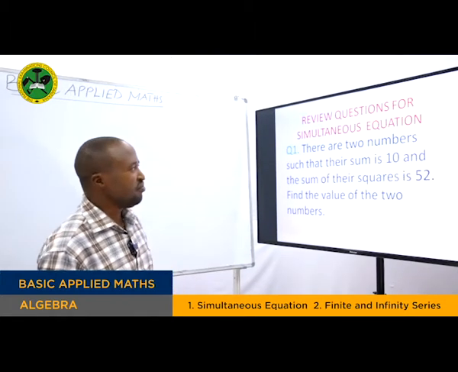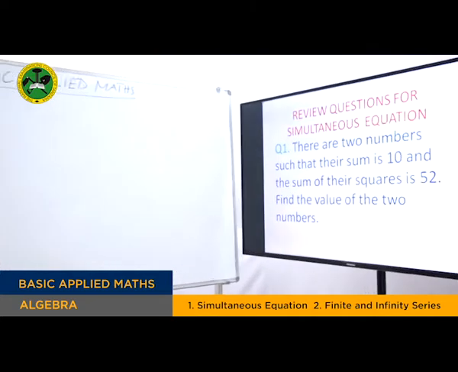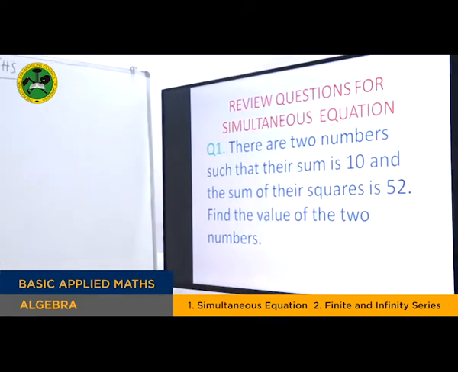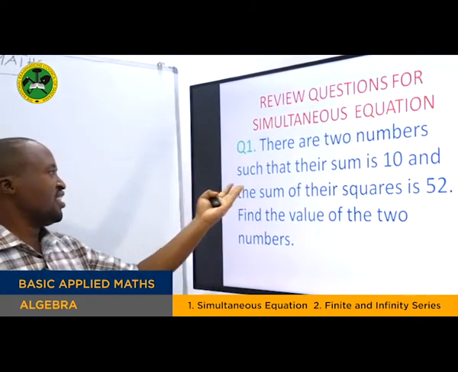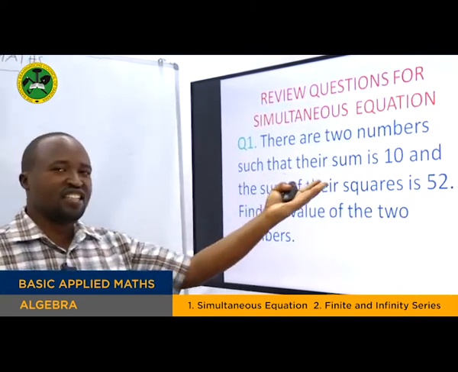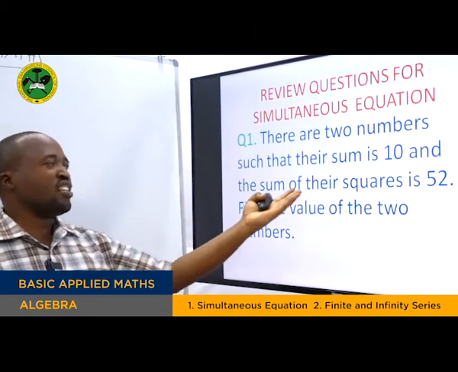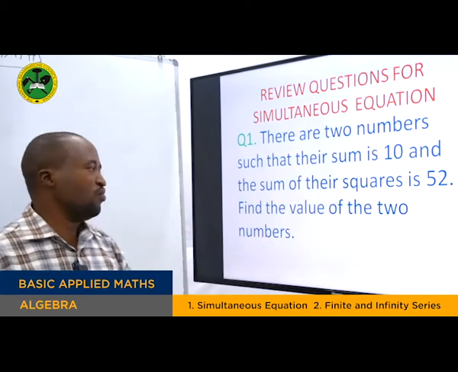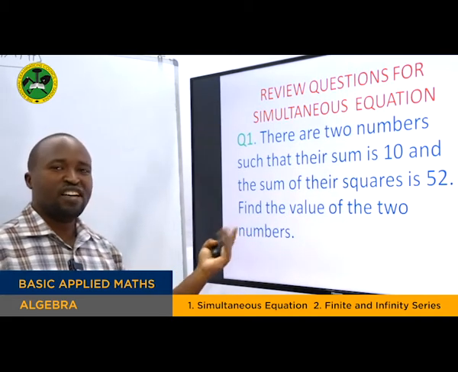Welcome. Now, my dear student, here we have a review question. That is question number one. It is a word problem that is going to lead us into a simultaneous equation. Let us read the question. There are two numbers such that their sum is 10 and the sum of their squares is 52. Find the value of the two numbers.